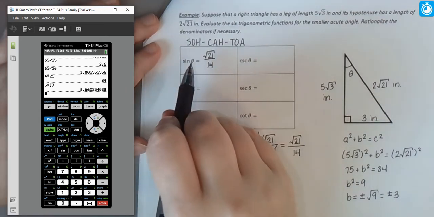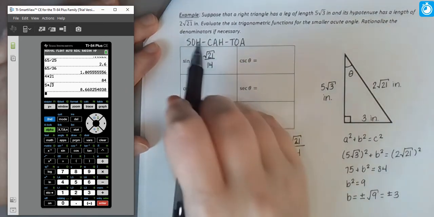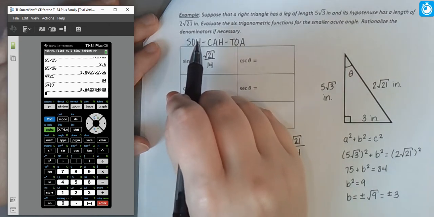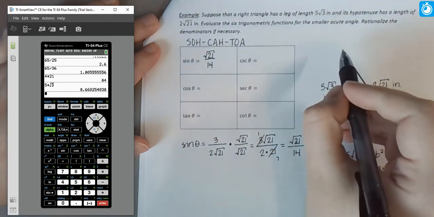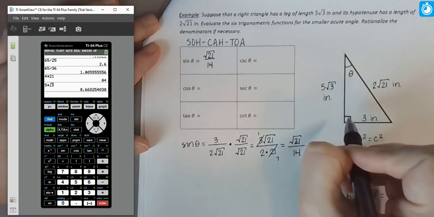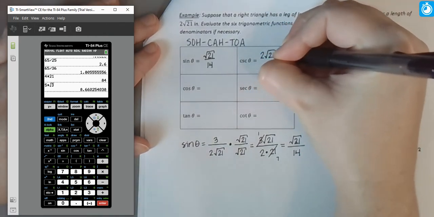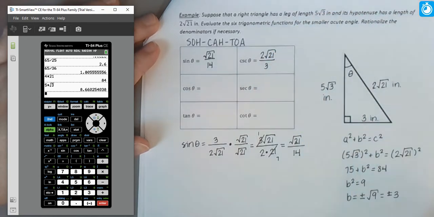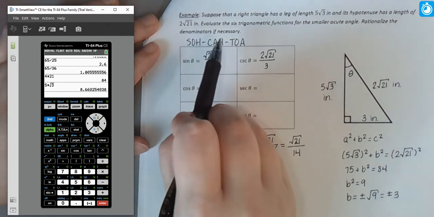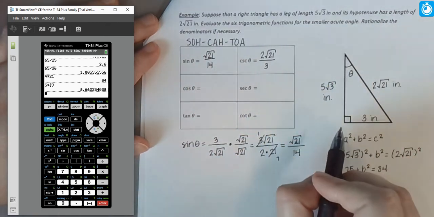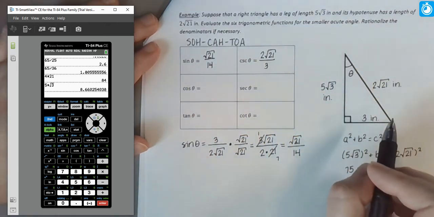Well, if we know the sine, we can find the cosecant. If sine is opposite over hypotenuse, cosecant is hypotenuse over opposite. So hypotenuse over opposite, that's going to be 2 root 21 divided by 3. Now what about the cosine? Adjacent over hypotenuse, so 5 root 3 over 2 root 21.